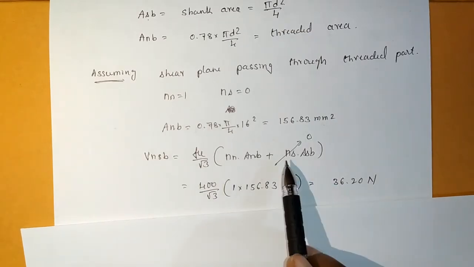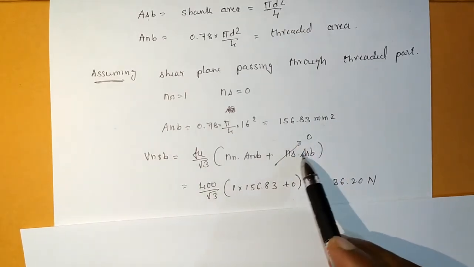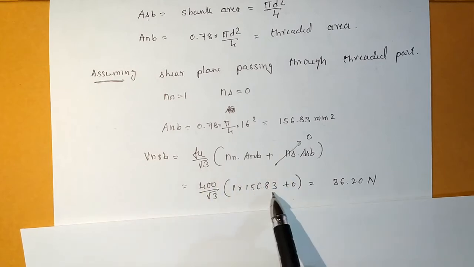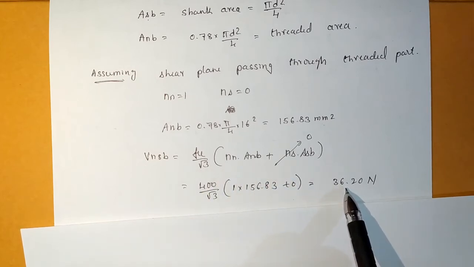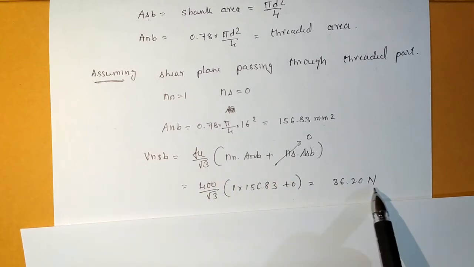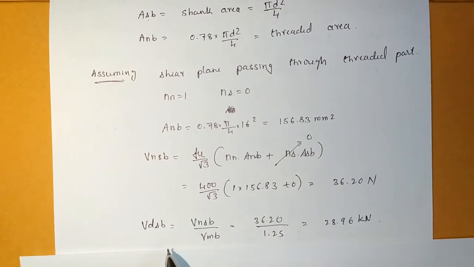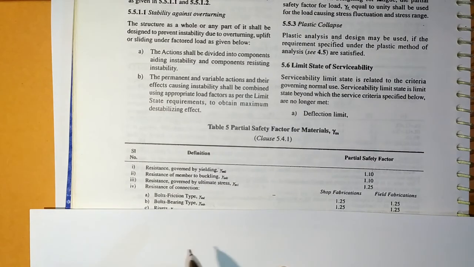Okay, since NS is 0, this part will become 0. Substitute and calculate. This is the value of VNSB, nominal shear strength capacity of a bolt. After that substitute here and calculate VDSB, design strength of bolt. VDSB, design strength of bolt, we will get 28.96 kilonewton. For this one, gamma MB equal to 1.25. Gamma MB is given in table number 5. Partial safety factor for bolt, that is 1.25.